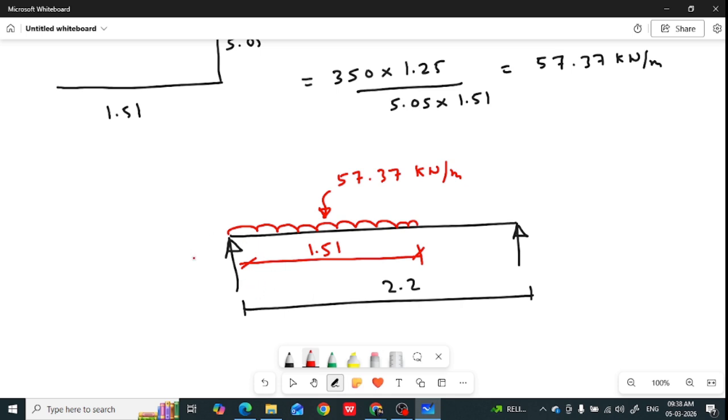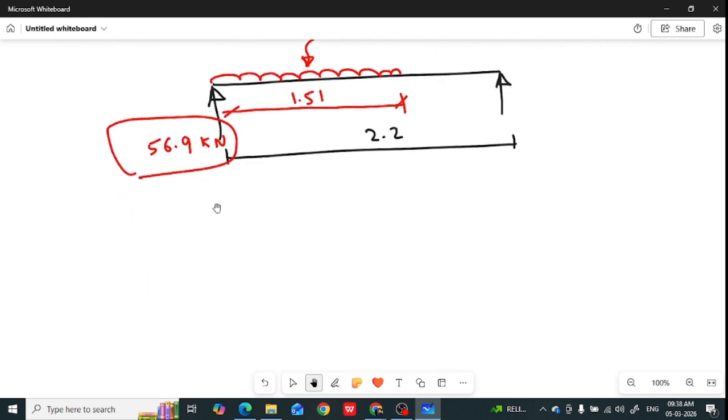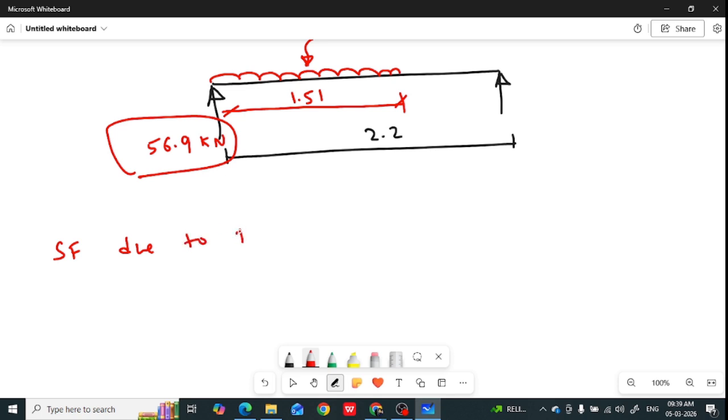The shear will be maximum at the left support, because the load is near to the left support. So this is 56.9 kilonewton. This is the shear due to live load. Okay, we also have to find the shear due to dead load. Shear force due to dead load.